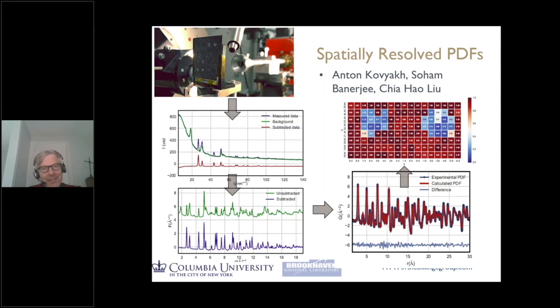With X-rays, you're limited somewhat by your beam size, and we were limited to 500 microns in this case. We've since then done 100 micron resolution. In principle, you can do 10 micron resolution, but you start to get challenged at that point. What I'm going to show you at the end is that you can take this idea and put it into the electron microscope, and you can get spatially resolved nanostructure images at the level of 10 nanometers or less.